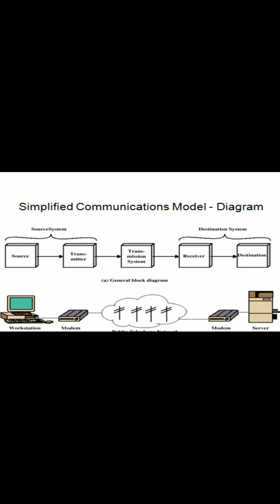Next one is a receiver. Receiver again converts the data. Next one is a destination. By using this destination, we will receive the data. This is the simplified communication model diagram.